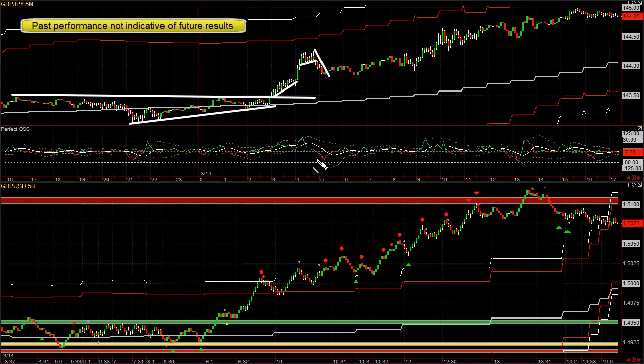Notice the perfect oscillator. When you get a strong trend and it goes and hits the lower containment band, basically that's a decent time to start looking for buys. It hit it again right here. Notice that was the end of the move.